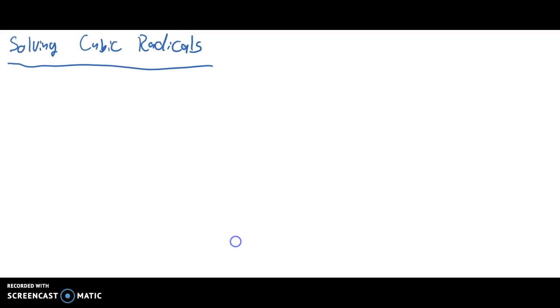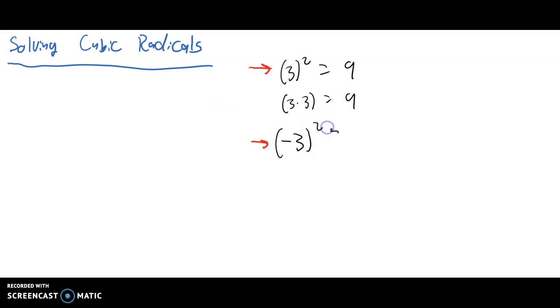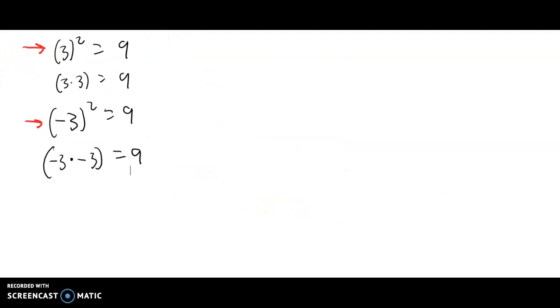Okay, before we dive into our first problem, we're going to talk about a key difference between squaring a number and cubing a number. If I square a number, 3 squared, I get 9. That's because 3 times 3 equals 9. Now, if I square negative 3, I still get positive 9, because negative 3 times negative 3 is positive 9. So, in summary, two ways to get positive 9. We can square positive 3, or we could square negative 3.